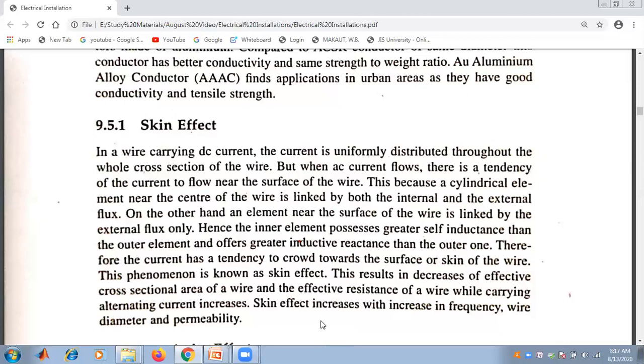So the effect results in a decrease of the effective cross-sectional area of a wire, and the effective resistance of a wire while carrying alternating current increases.